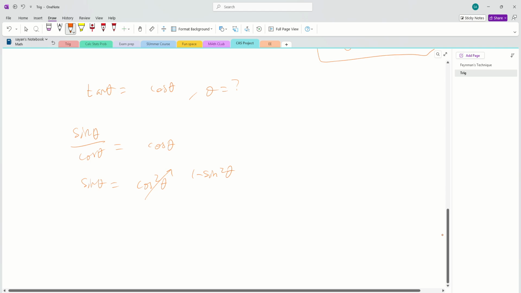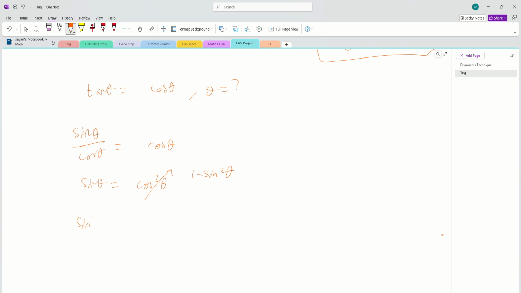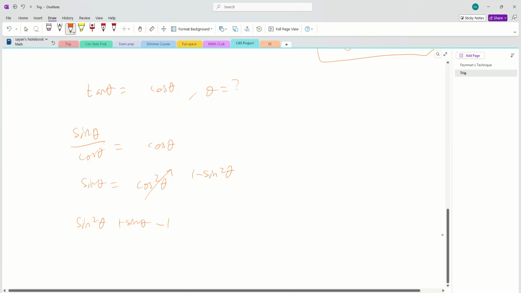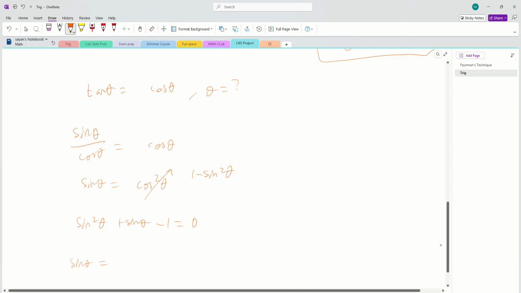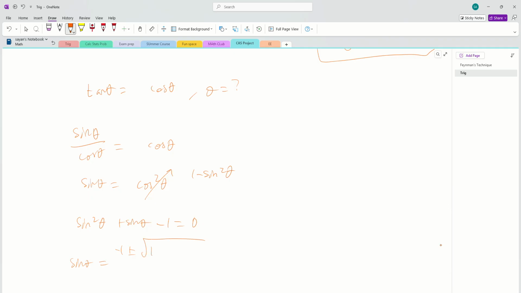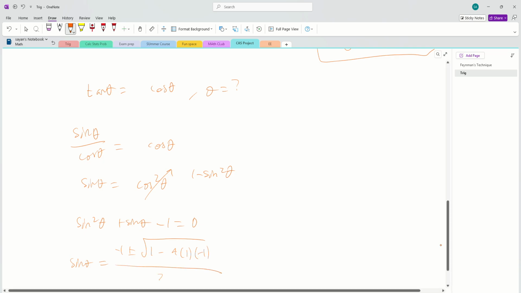So now we can bring everything over to this side. We'll have sine squared theta plus sine theta minus 1 is equal to 0, right? This is just a quadratic. So what multiplies to negative 1 and adds to 1? I can't think. I'm just going to use the quadratic formula. Okay, so we have negative 1 plus or minus the square root of 1 minus 4 times 1 times negative 1, over 2.